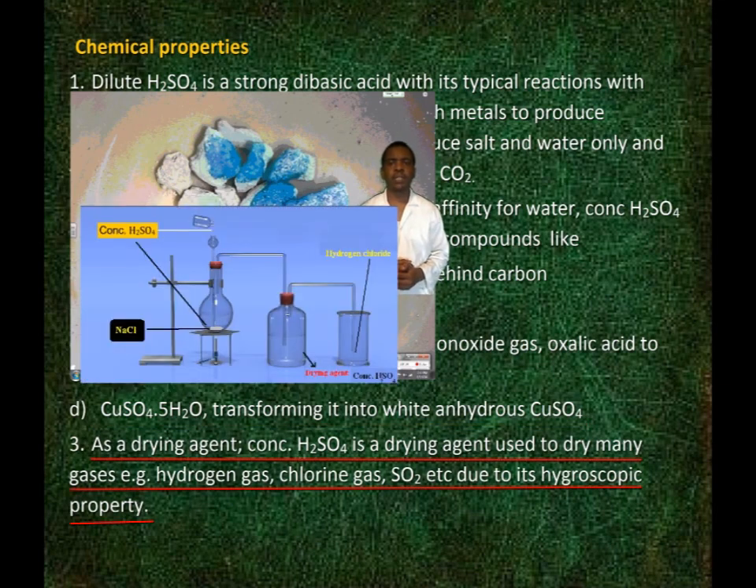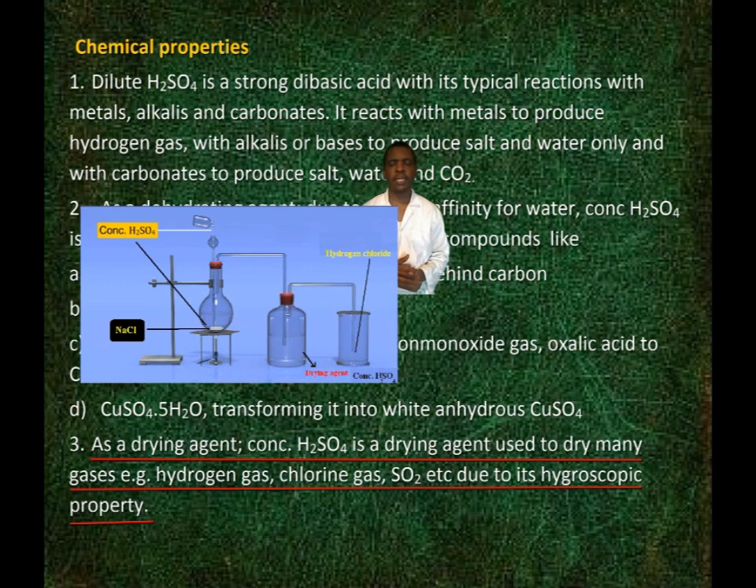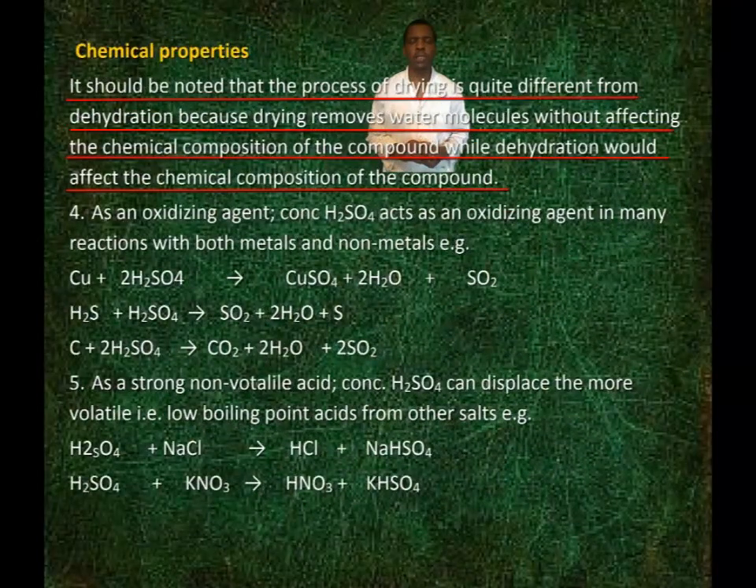As a drying agent, concentrated sulphuric acid is used to dry many gases, for example hydrogen gas, chlorine gas, sulfur dioxide, etc., due to its hygroscopic property. It should be noted that the process of drying is quite different from dehydration, because drying removes water molecules without affecting the chemical composition of the compound, while dehydration will affect the chemical composition of the compound.